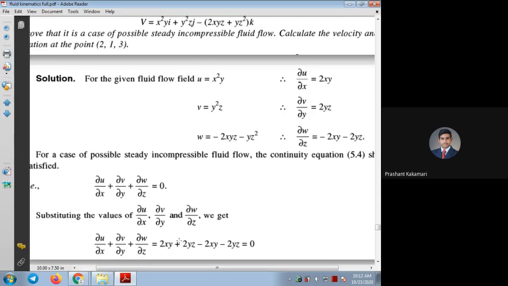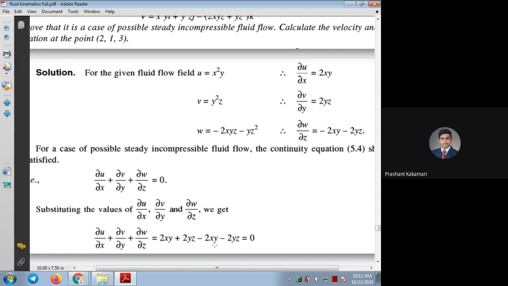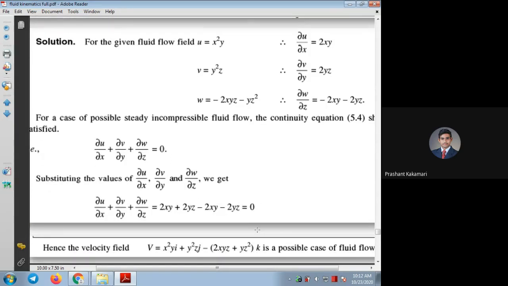Once you substitute all these, that is dou u by dou x is 2xy, plus dou v by dou y is 2yz, then dou w by dou z term, that is minus 2xy minus 2yz. If you substitute, you can see here 2xy minus 2xy can cancel, and 2yz minus the last term 2yz can cancel, so it will be 0. By this we can prove that the flow is, what is that flow? It is a steady and incompressible flow. That is proved. Now after this we need to find out the velocity.